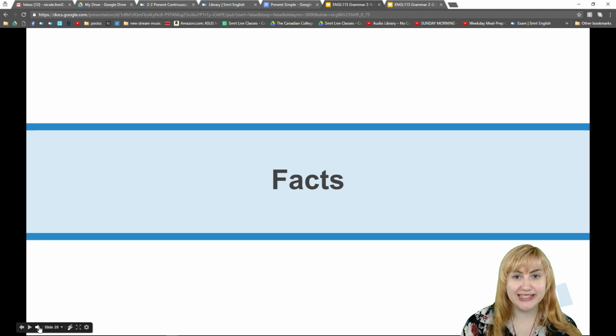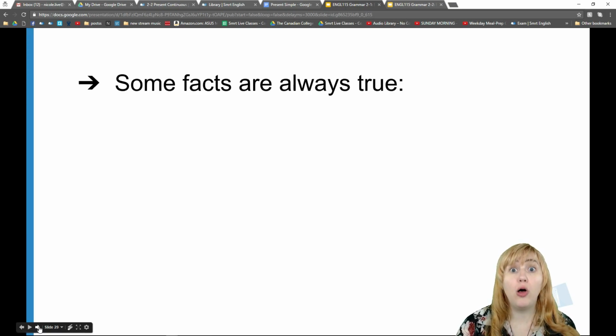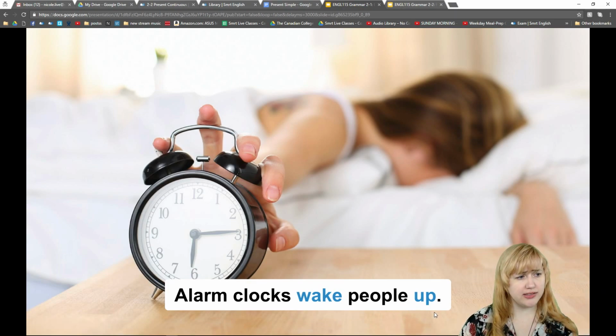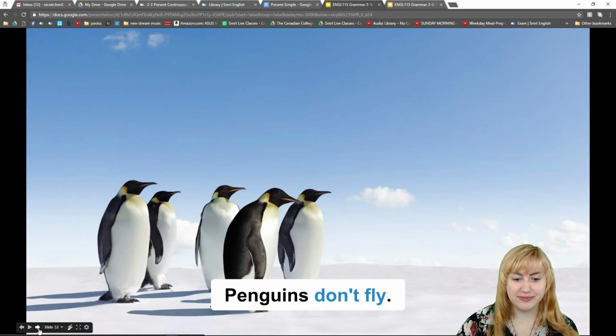Another reason we use present simple is for facts. Facts are things that are true. Some facts are always true. And we have some examples. So alarm clocks wake people up. Always, right? Alarm clocks don't make people sleep. So this is something that's always true. Or penguins don't fly. Again, this is always true.